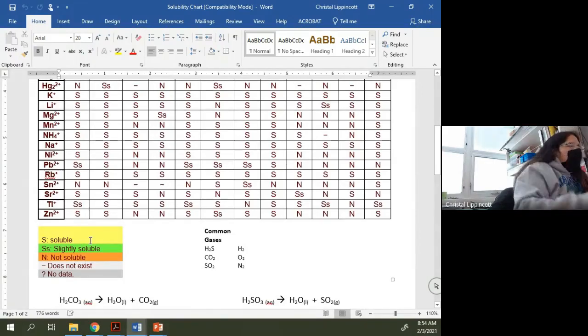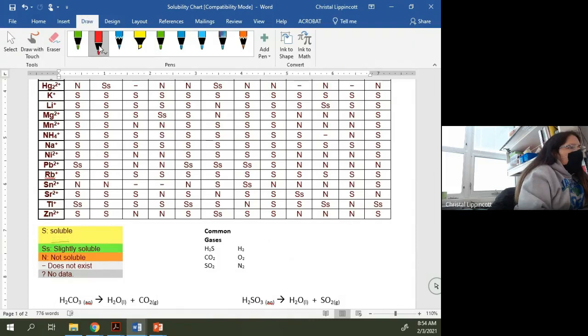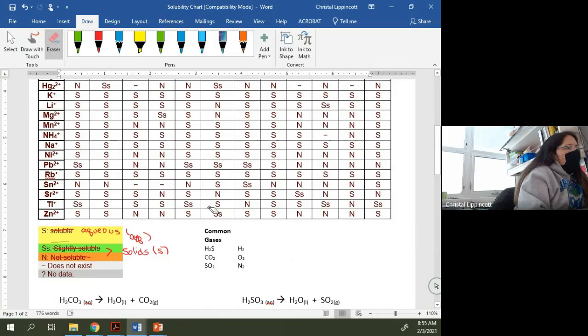Okay? If it says S, that stands for soluble, but I want you to think of that as aqueous. And on your phase, you're going to write AQ. If it says slightly soluble or not soluble at all, you're going to consider those solids. So for the purposes of your equation, you're going to write an S in there.